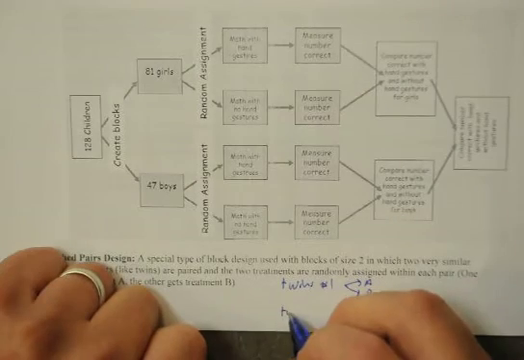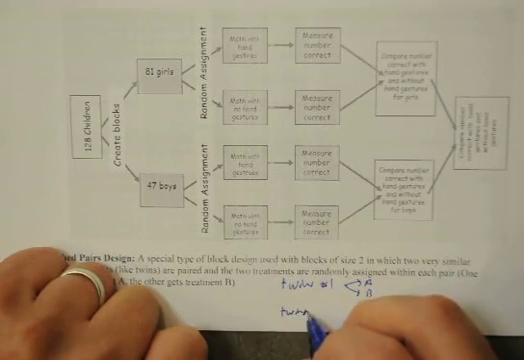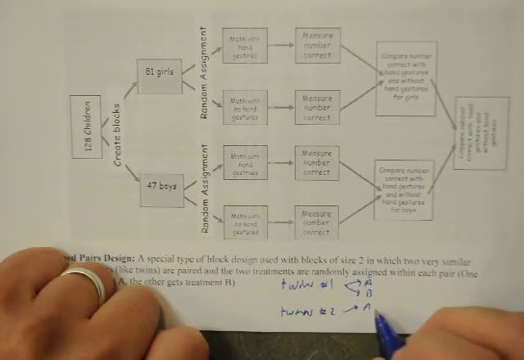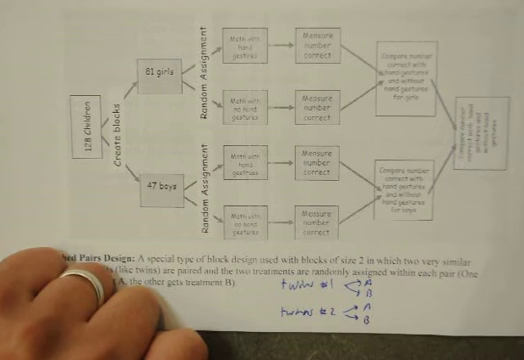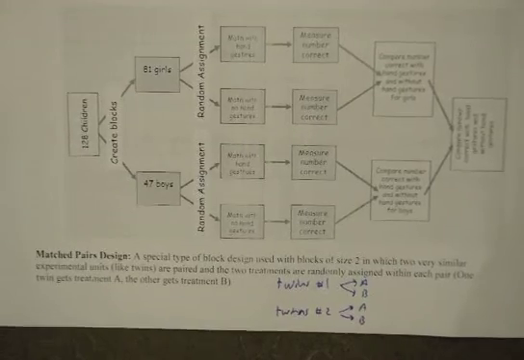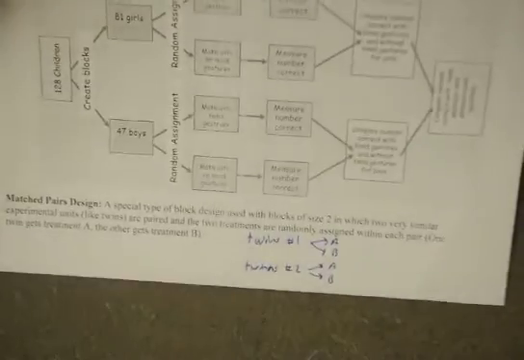And you'd have twins number 2. And one twin would get treatment A, one twin would get treatment B. And then you got twins number 3. One gets A, one gets B. And then you compare whatever you're doing to the twins. Maybe it's a math test or something. I'm thinking math now. But that's called a matched pairs design.